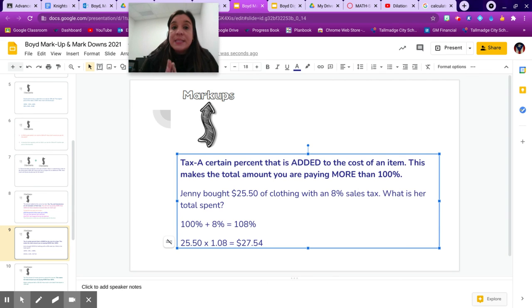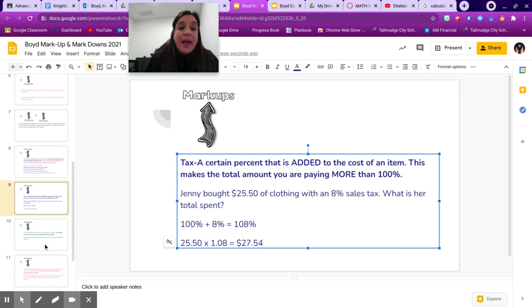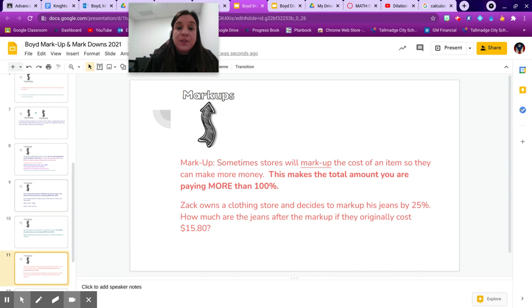All right. So exactly the same thing, except because this is a markup, we have to make sure that we are adding to 100% because we're paying extra for tax and tip and things like that. So you're going to go ahead and keep working the next few slides. The next one has a tip. The next one has just a markup.